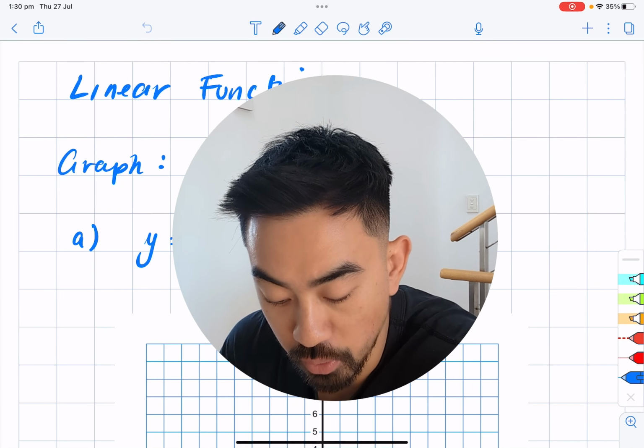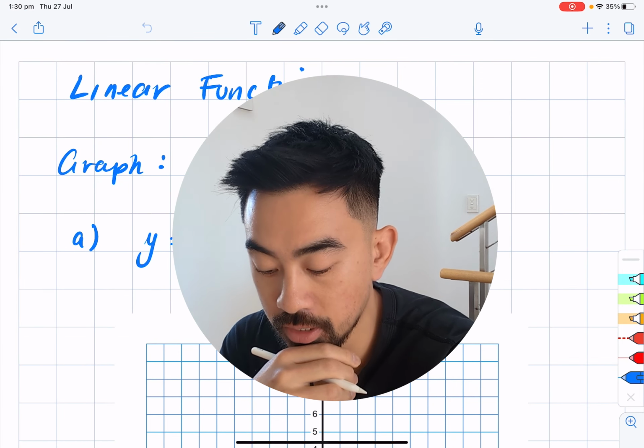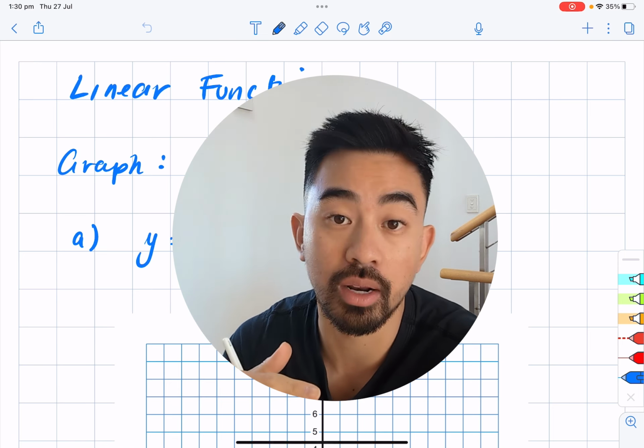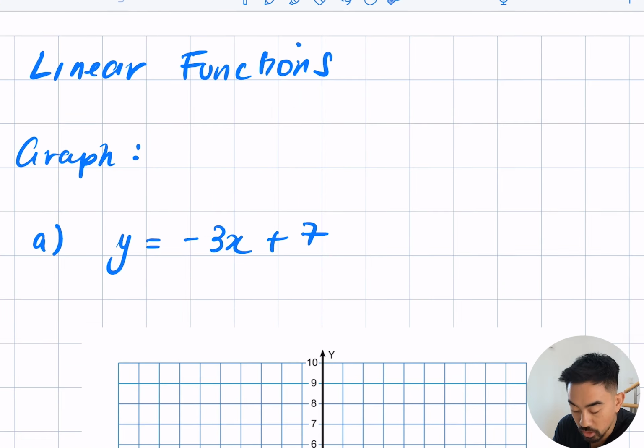So today I wanted to do a video on graphing linear functions, and we're mainly going to be looking at the y-intercept and the gradient to do that. So let's get into it. So we need to graph this equation, y is equal to minus 3x plus 7.